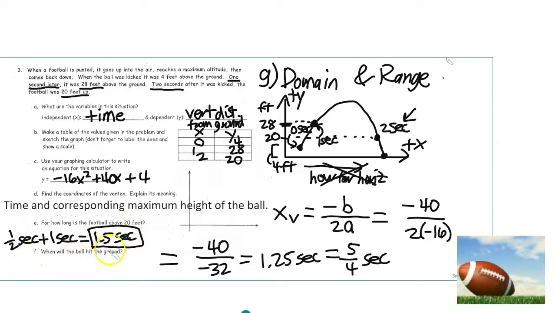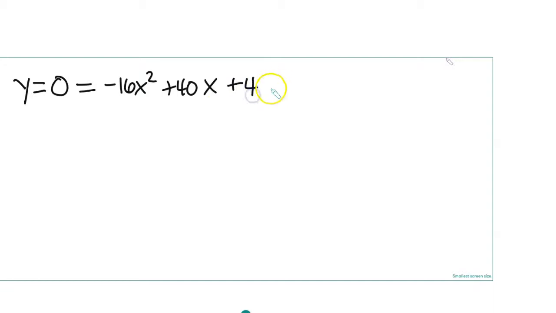Okay, letter F. When will the ball hit the ground? Okay, so what's the y value when this hits the ground? Yeah, 0. y equals 0, and that's going to be negative 16x squared plus 40x plus 4, right? Okay, so now we can solve this. Now, by the way, what's the first rule of all factoring? Factor out the greatest what? Yes, good. We've talked about this before. Greatest common factor, which I think all of these terms have a 4 in it, right? So let's do that.